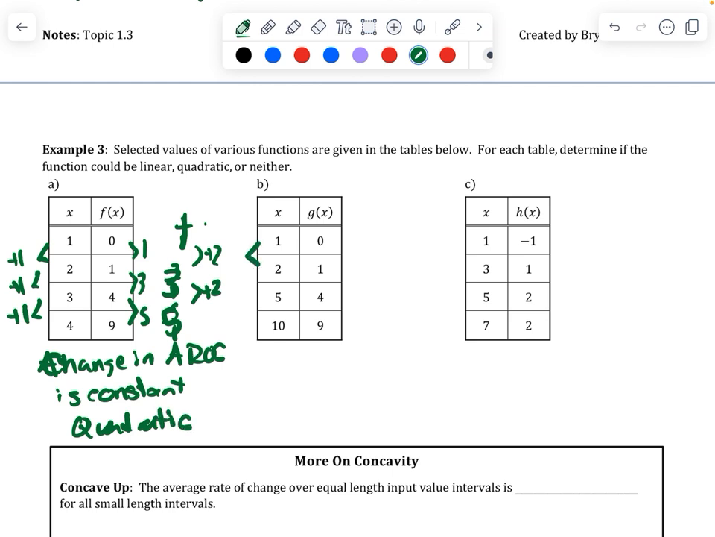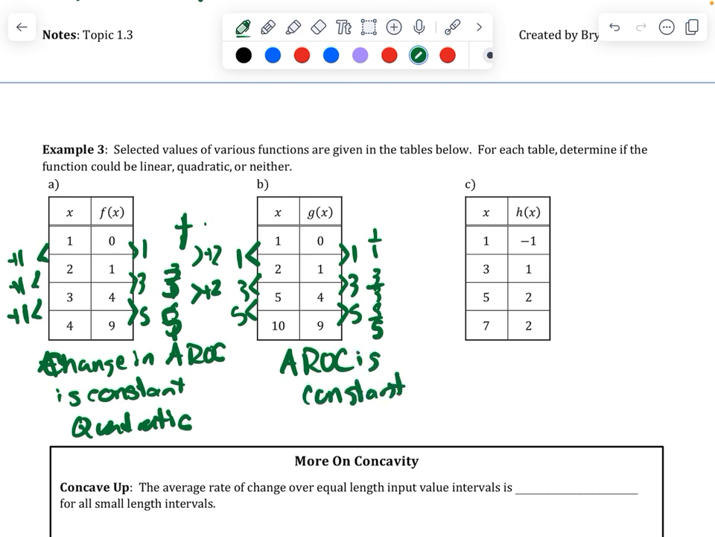So this one is going up by 1, 3, 5 in the outputs, and the inputs are also going up by 1, 3, 5. So 1 over 1, 3 over 3, 5 over 5. The average rate of change is constant. So it would be linear.